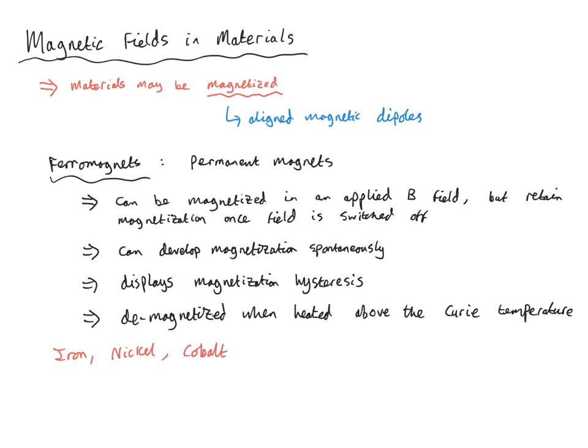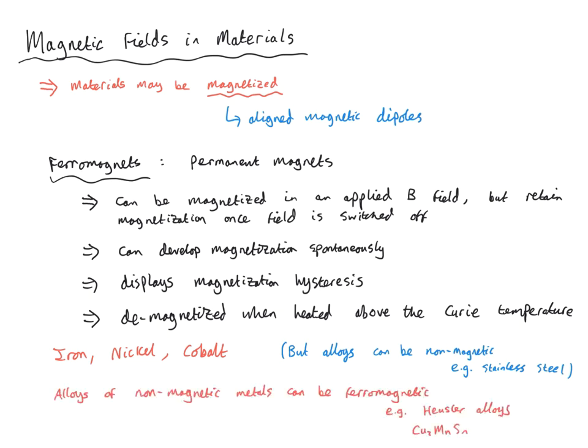However, alloys of ferromagnetic metals can also be non-magnetic, for example, stainless steel. And indeed, alloys of non-magnetic metals can be magnetic, for example, the Heusler alloys. The microscopic origins of ferromagnetism are complicated and depend on the details of the chemistry of these materials and ultimately the quantum condensed matter physics of these materials.